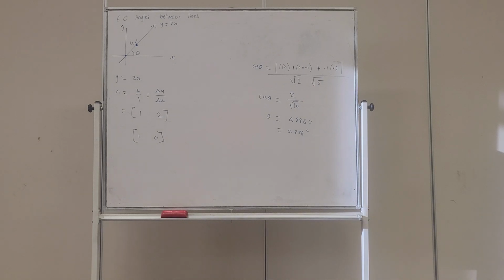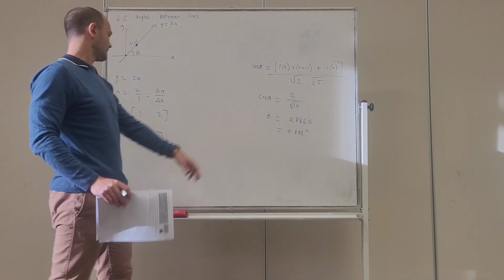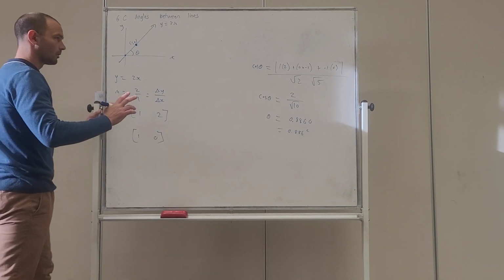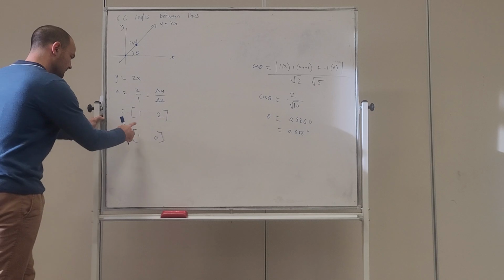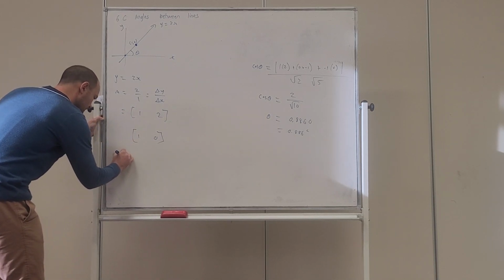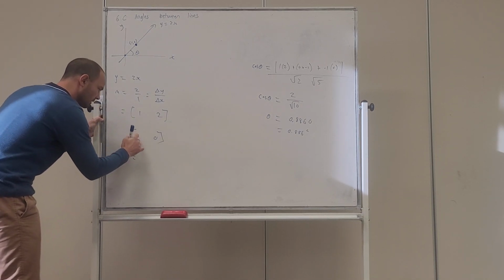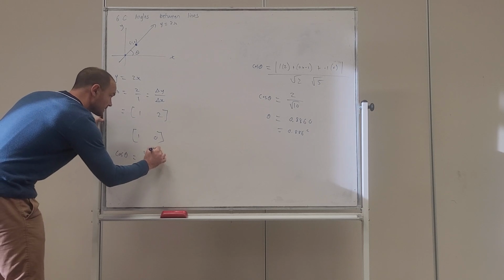So we have two direction vectors, and we're just going to repeat this formula here. So we need the dot product of both of them. So we'll have cos theta is 1 times 1 plus 2 times 0.